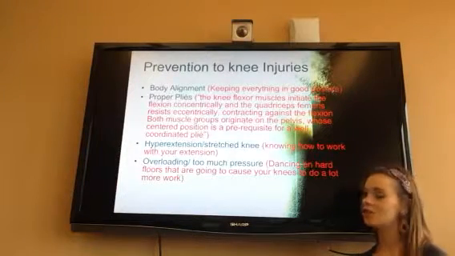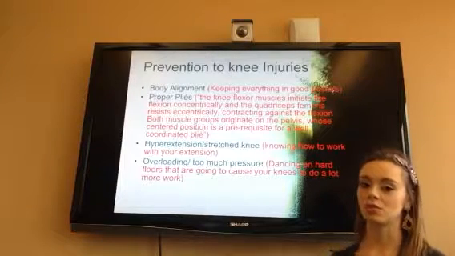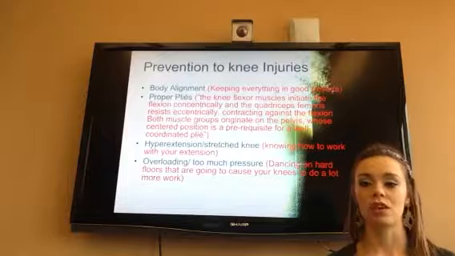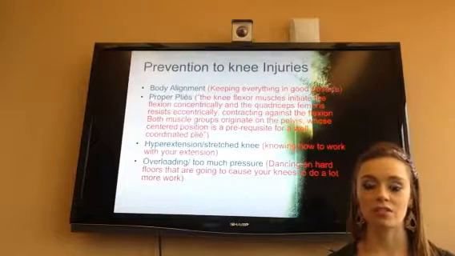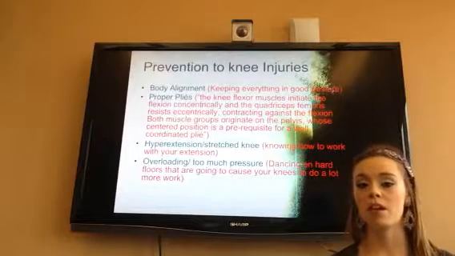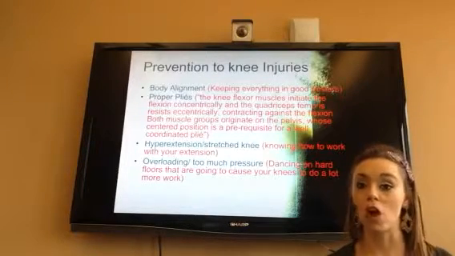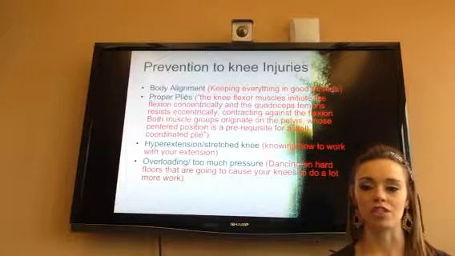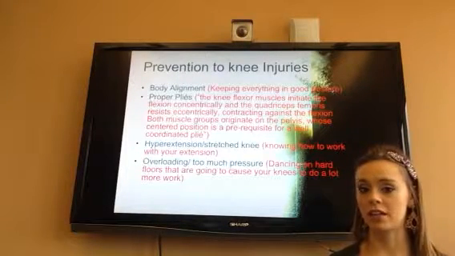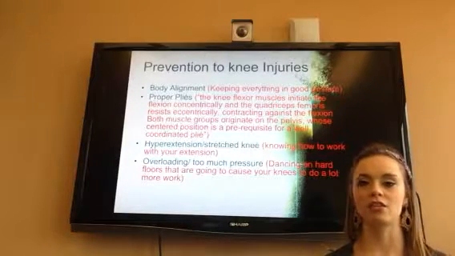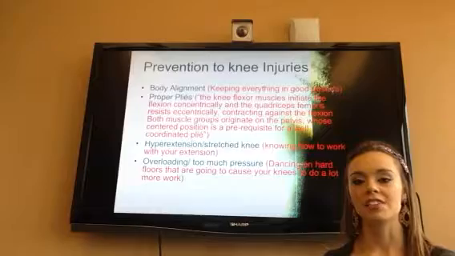Overloading and too much pressure is also something to watch for. As dancers, whenever we have to perform, sometimes we don't know what we're going to get into. Sometimes we don't know if we're going to be performing on a carpet or on concrete. So just knowing exactly how to prevent those things from happening, warming up your body, and not putting too much pressure on your body in those different types of environments is very important.